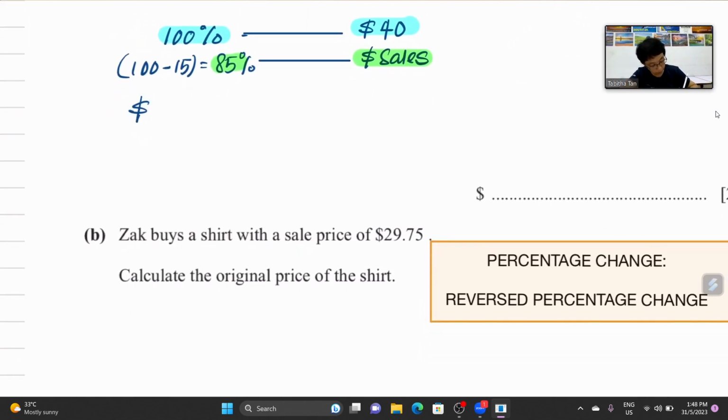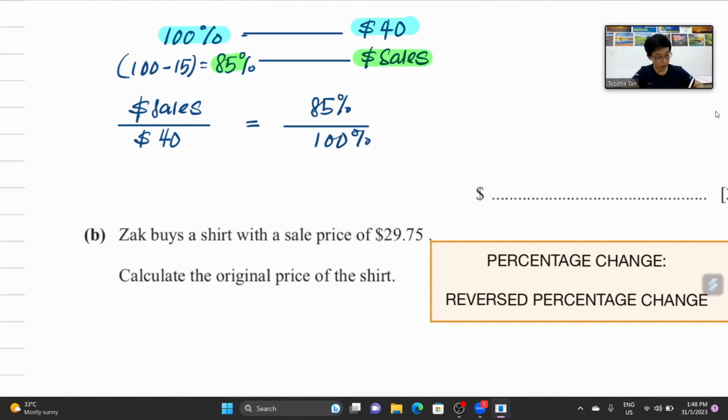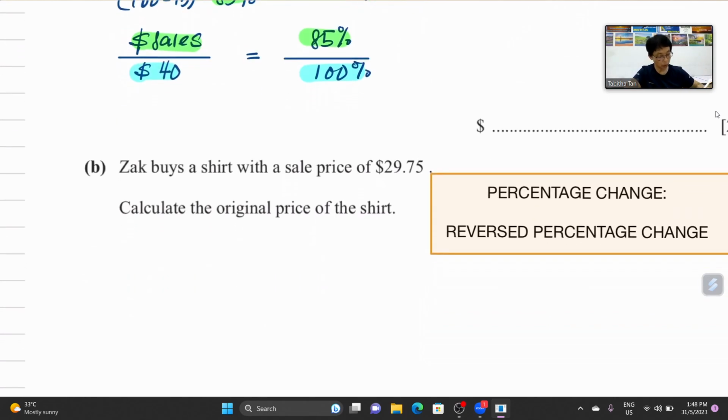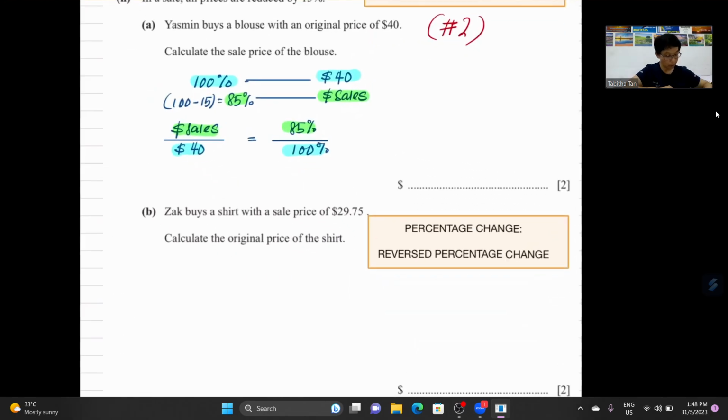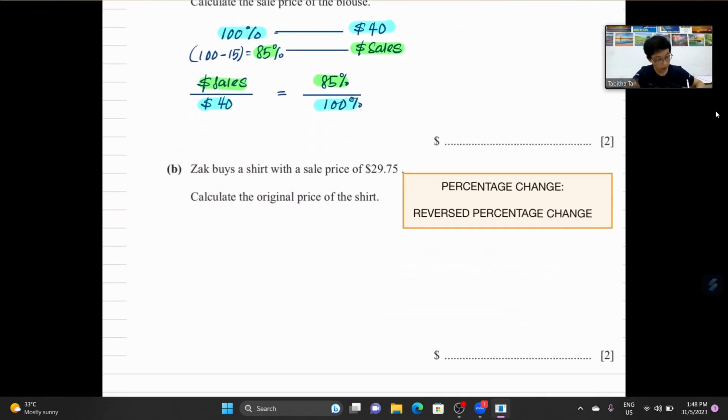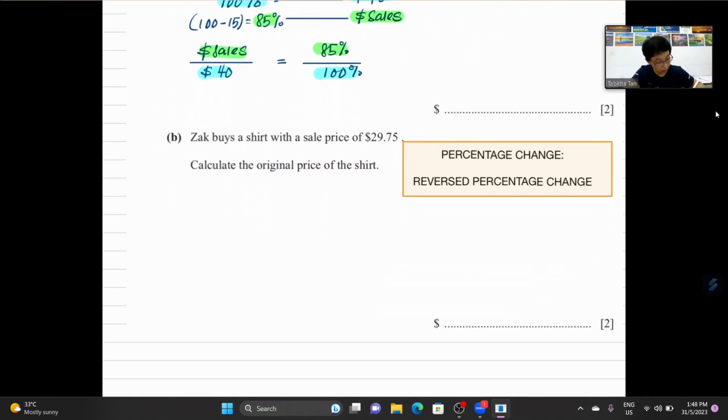So I'm going to just put sales price. So I'm just going to make an equivalent fraction: sales over $40 here will be 85 over 100. So this is green to green, blue to blue. You see, just arrange it that way, and you just take one step. I'm going to continue from here.